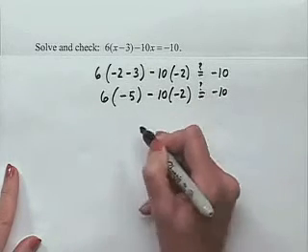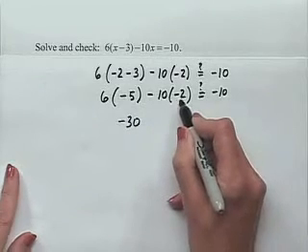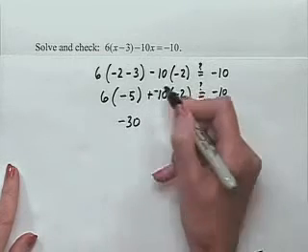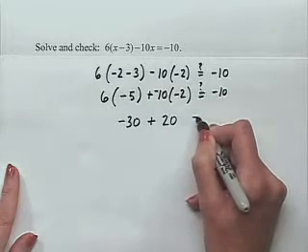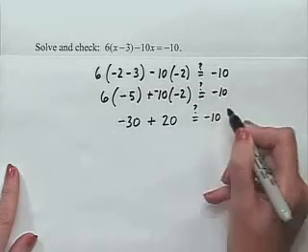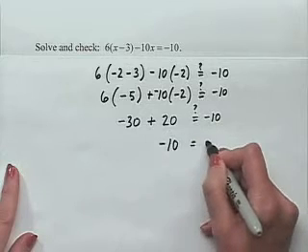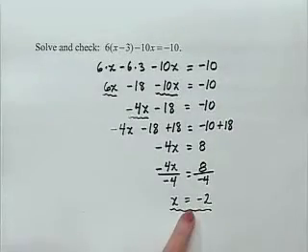6 times negative 5 will give us negative 30. A negative 10 times negative 2 is one way to think of it. We're adding here negative 10 times negative 2, so that would be a positive 20. And now negative 30 plus 20 is negative 10. And so we were able to check our solution and see that the result of negative 2 is correct.